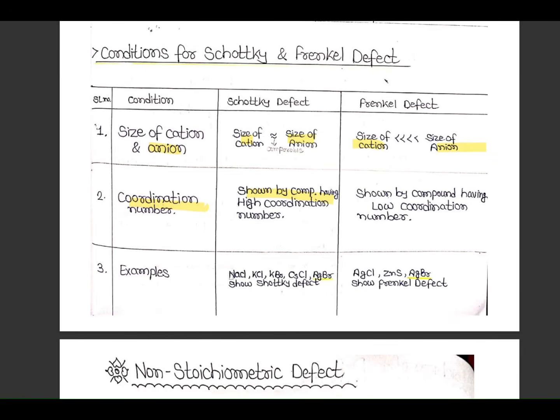Examples of Schottky defect: sodium chloride, potassium bromide, cesium chloride, silver bromide. Examples of Frenkel defect: silver chloride, zinc sulfide, silver bromide. Now let us come to the non-stoichiometric defect.